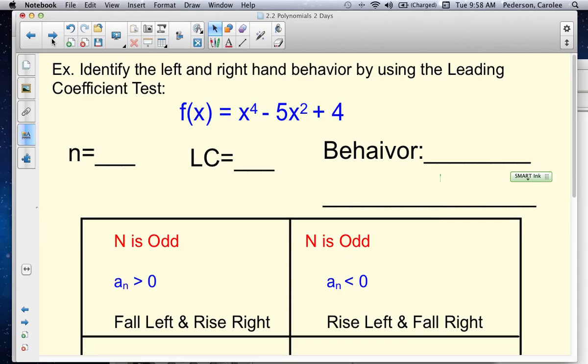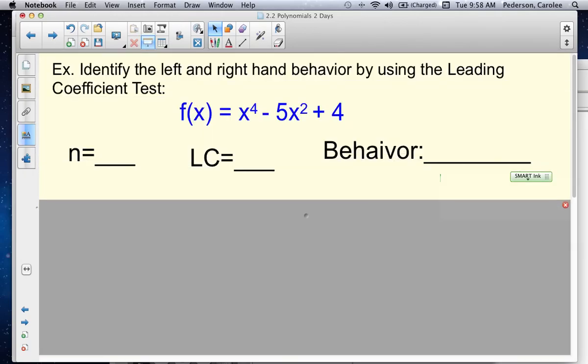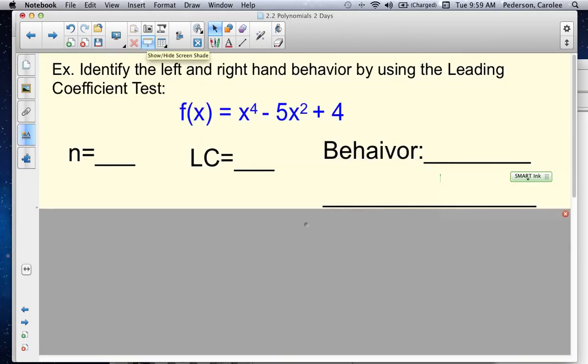Okay. This one I would say maybe we just verbalize. You don't need to write it down. It's just kind of a second practice problem for us. So you help me through this problem. Raise your hand if you can tell me, what is the degree of this problem? Yes, Annie. 4. The degree is 4. So is that even or odd? Even.